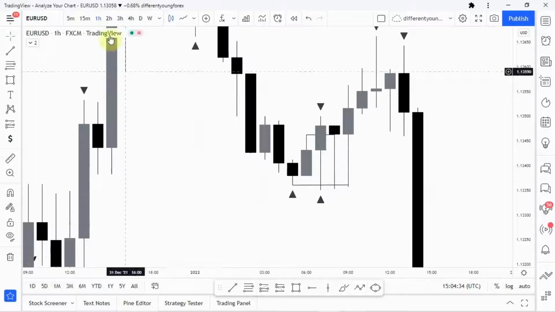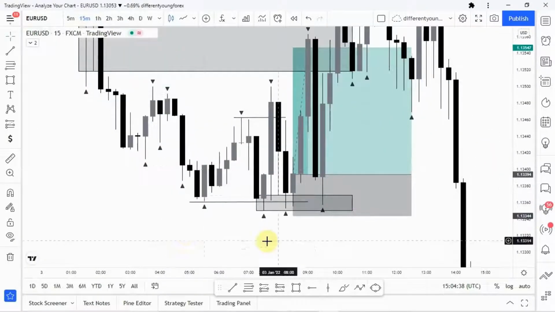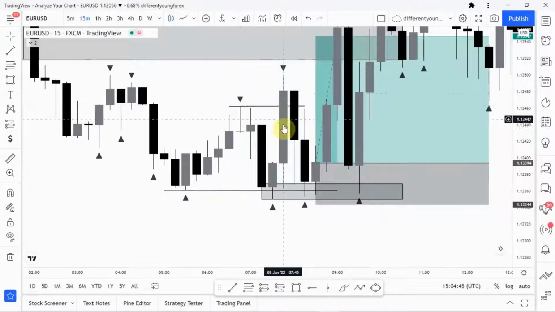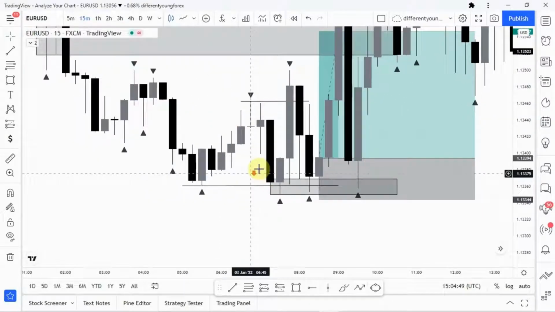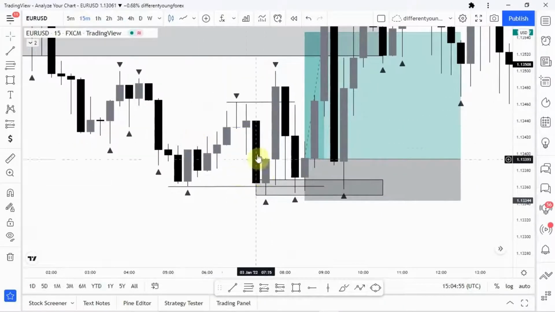So let's go to the 15-minute time frame. As you can see, we have this low on the 15-minute, and the 15-minute high has been broken, so we can call it MSB, market structure break. So this liquidity is taken, market structure has been broken. So what that means is we can look for an order block.